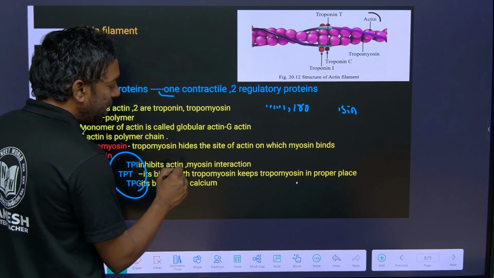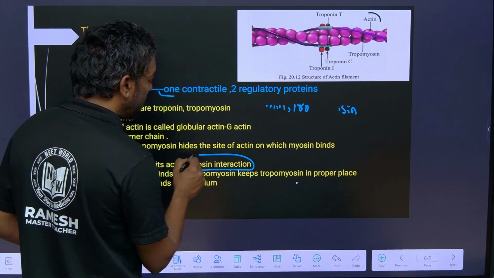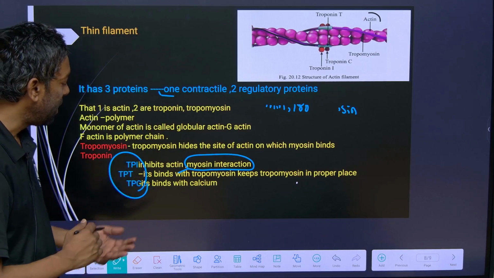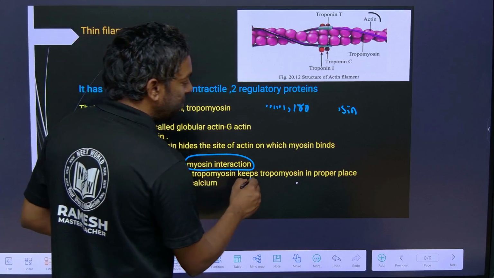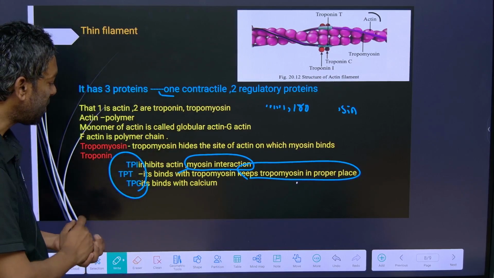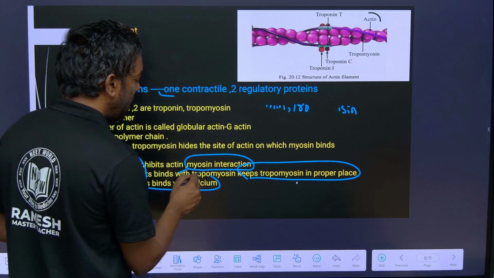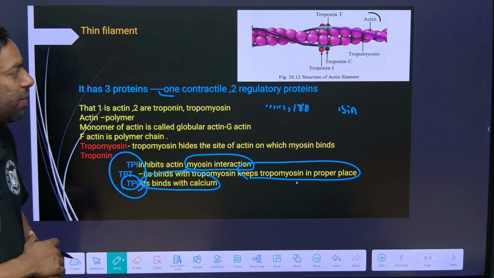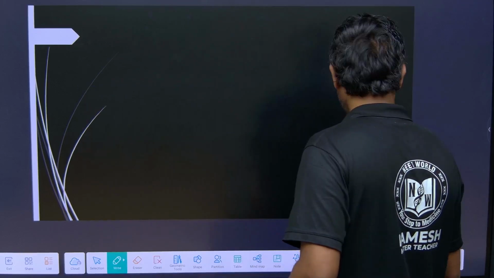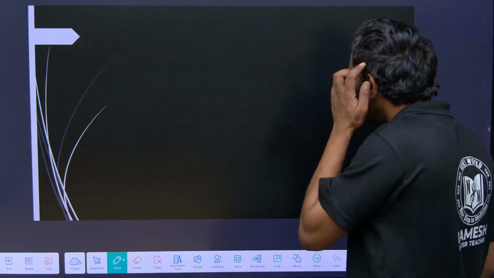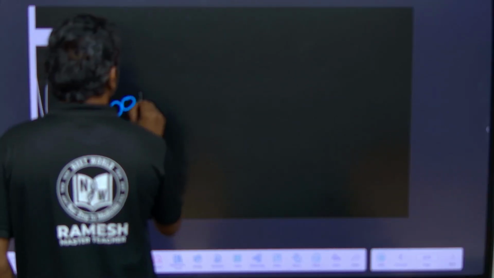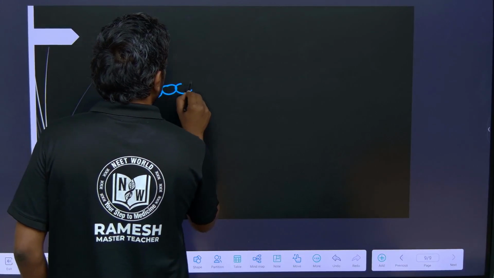TPI, I mean inhibition. There is an interaction of the actin and myosin, and TPI can inhibit it. TPT keeps the tropomyosin in its proper place. And TPC is where the calcium ion binds, attached to the actin filament for the contraction. We are going to discuss it, guys. This is the regulatory protein of the actin filament.